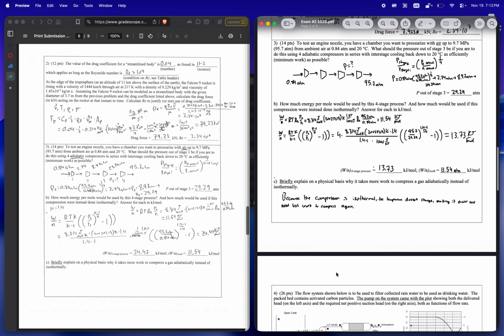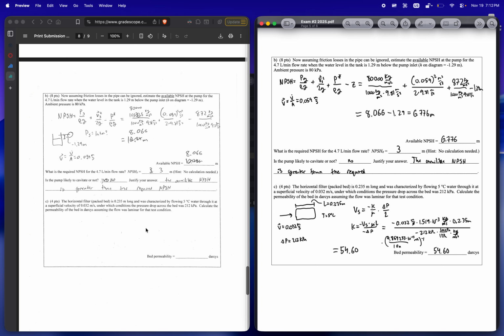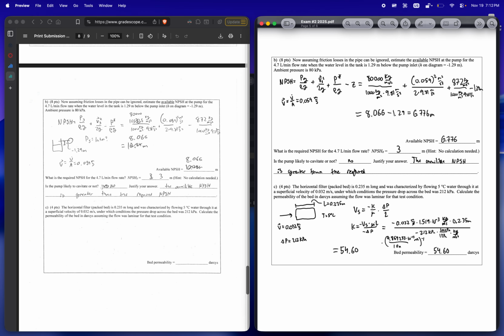I got this one right. And then 4B, I got really close. I got the conceptual part right. I think my big mistake here was the fact that it is 1.29 meters below the water level of the other tank. So I subtracted that off, which got me that.